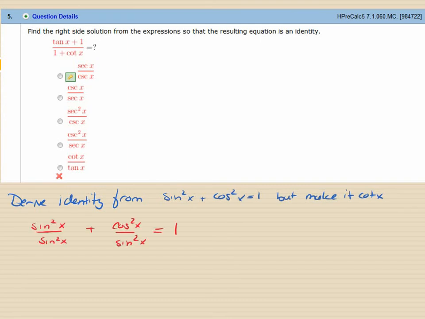First of all, if I divide through by sine squared, this becomes 1. And cosine squared over sine squared is cotangent squared. And I think I forgot to put the sine squared, and I forgot to divide this one by sine squared. So 1 plus cotangent squared is 1 over sine squared. 1 over sine is cosecant.